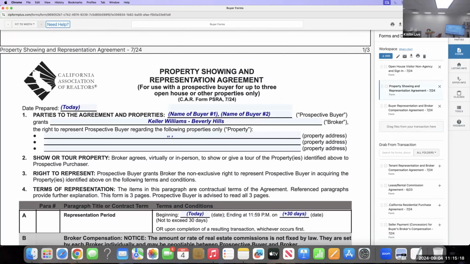When you work with a buyer, use the BRBC, I guess. Every time I write an offer now or help someone write an offer, I am writing a purchase agreement, the California residential purchase agreement, and I'm adding a buyer representation, the BRBC. I'm sending both to my buyer to sign at the same time. Do you also send this to the escrow agent? I don't send it to the listing agent. I only send the listing agent the purchase agreement. I'll keep the buyer's agreement.